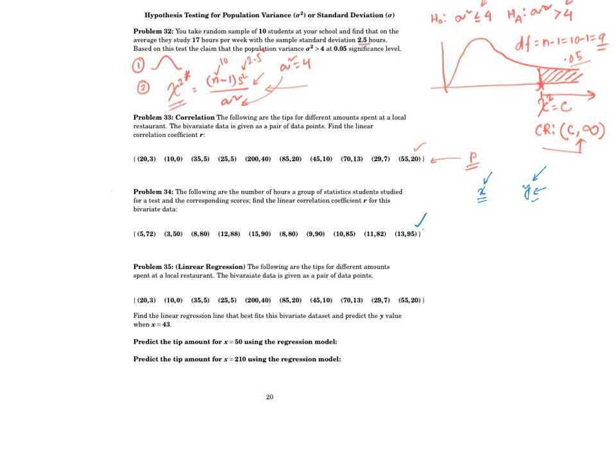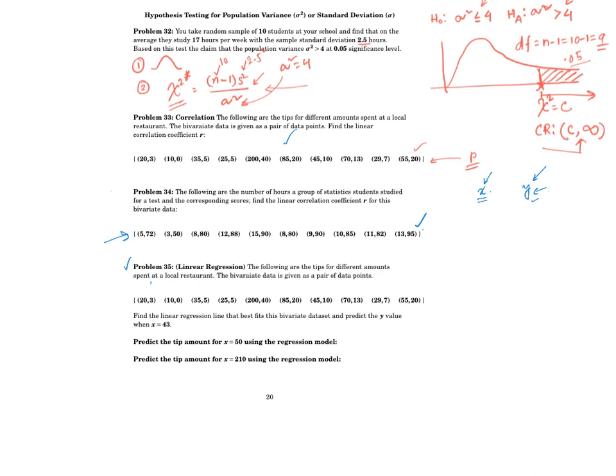Oh, this is also correlation. Sorry, I just jumped ahead. I meant to talk about this. So this is correlation. So just to do the same thing that you did here. Linear regression is this one. So make sure that your independent variable is x and dependent variable is y.